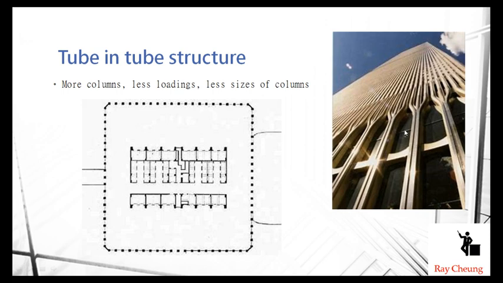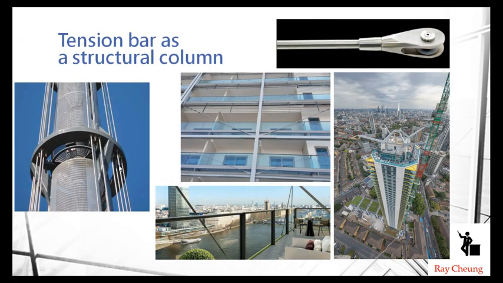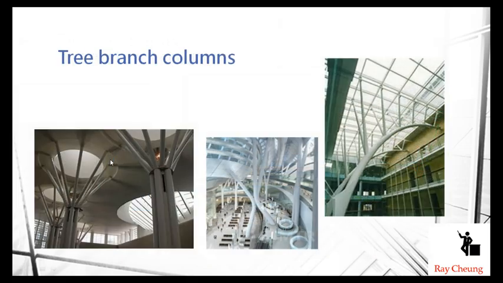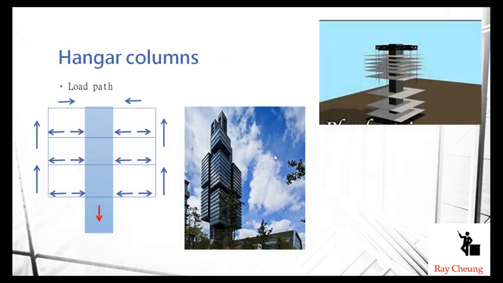This is the World Trade Center. In the past, we wanted to reduce the size of the columns, so we tried to provide more columns. This is one of the tube-in-tube systems we provided. Another new form is a tension bar we provided. And the third one is a tree branch. You can see many new buildings nowadays try to do it a little bit differently, with a central core wall system.